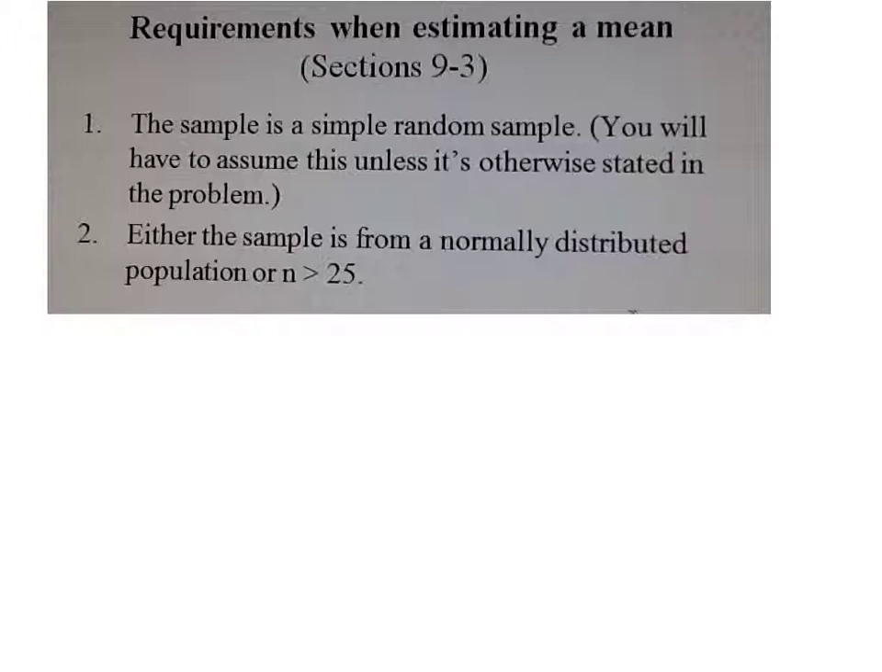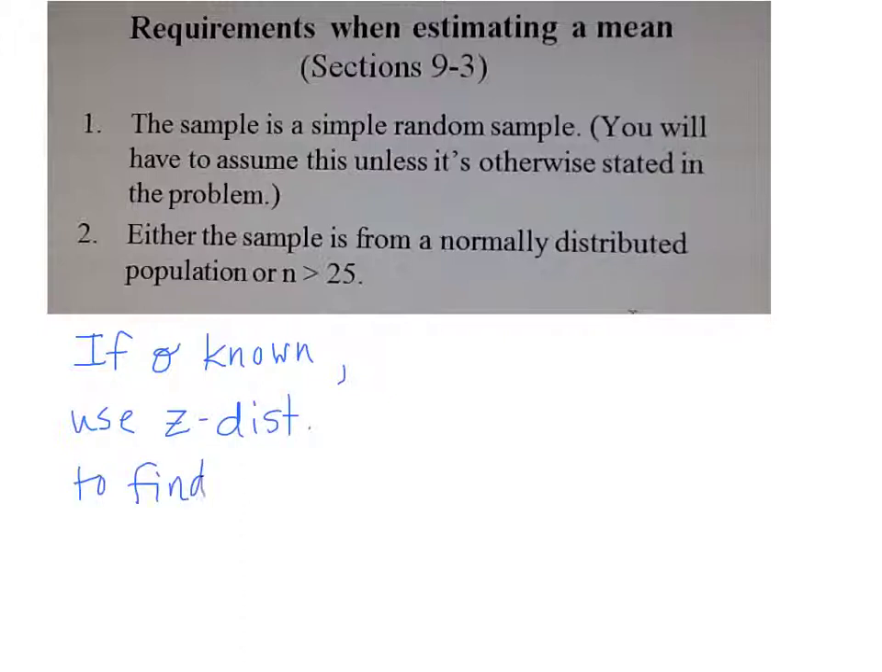Then for the mean, there's also another thing you need to check. If your sigma, your population standard deviation, is known, then you're going to use the normal distribution, or the Z distribution, to find your critical values.